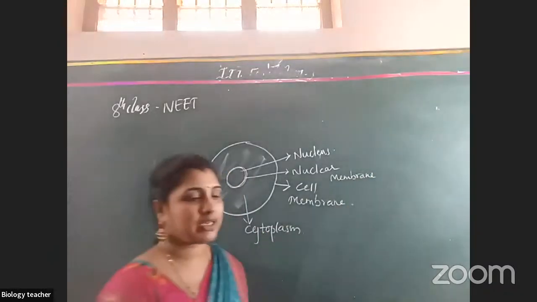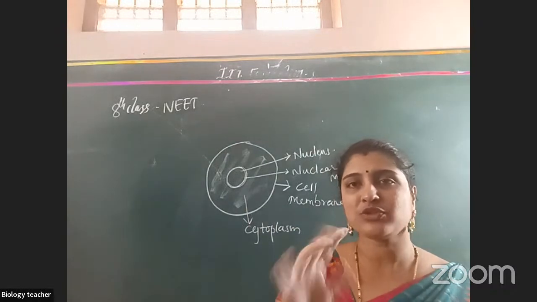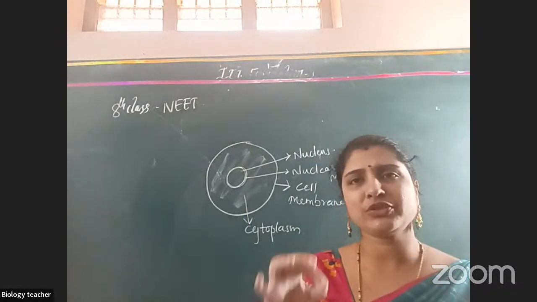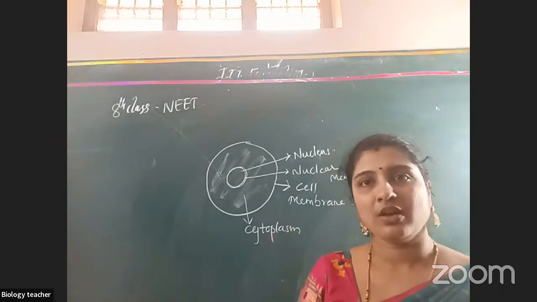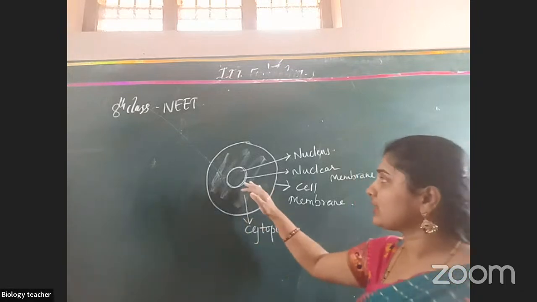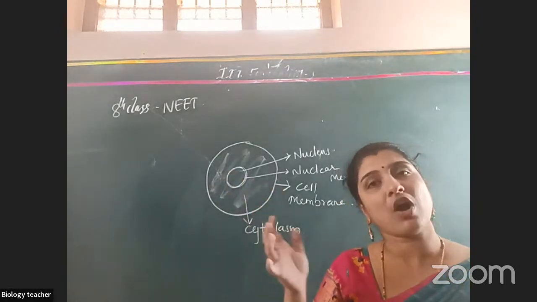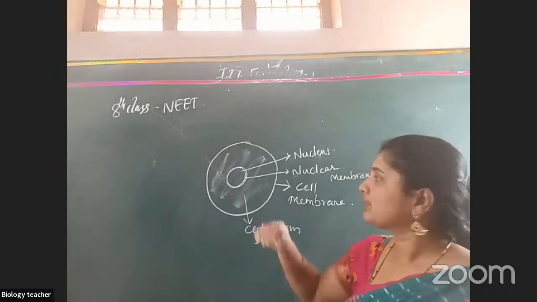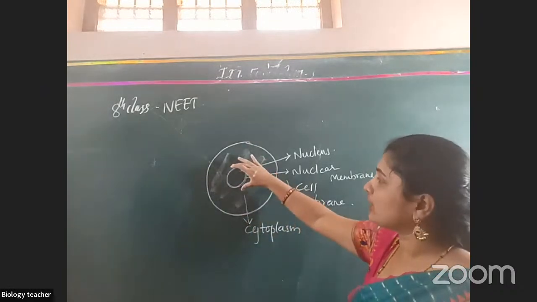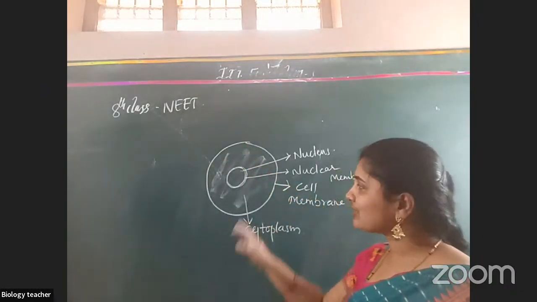Once again I am repeating. Inside any living cell, it contains a nucleus. If it is a living cell, then it should compulsorily contain a nucleus. Some exceptions are there, we will discuss later. But now you see, nucleus is a round body, which is the largest of all cell organelles. Nucleus is present almost in the center.